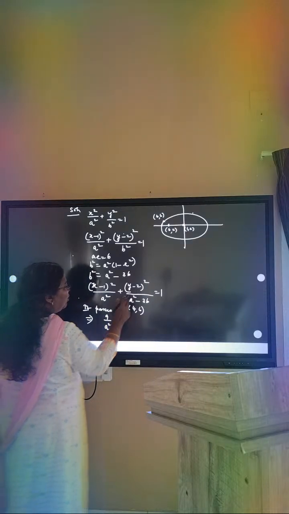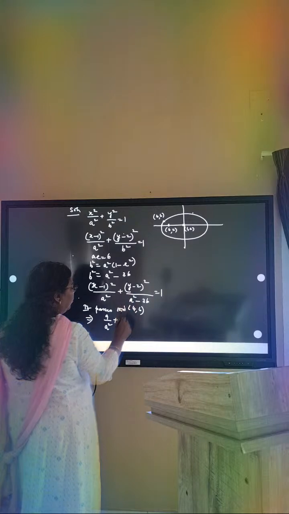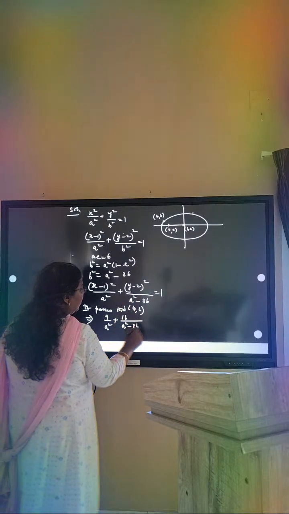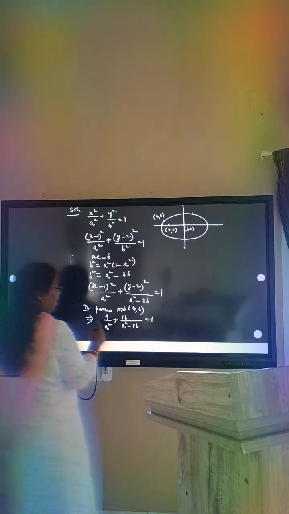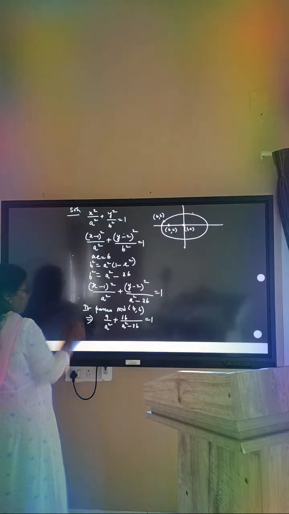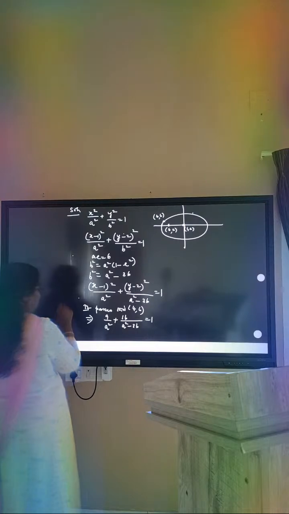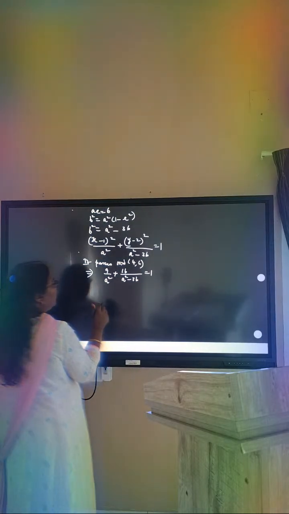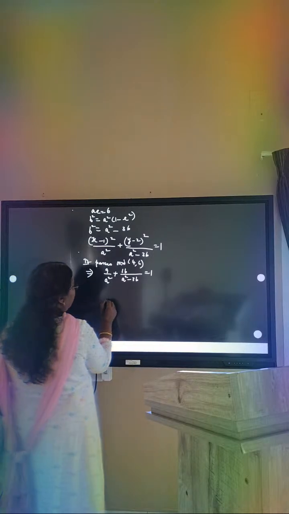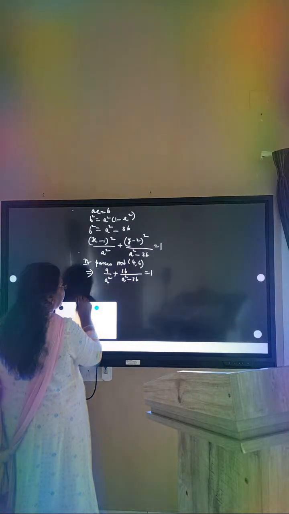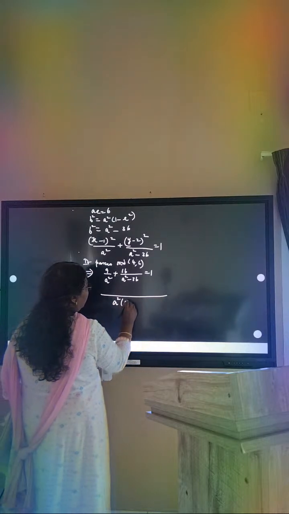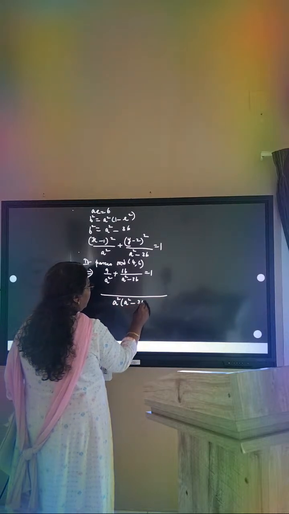Then y minus 2, 6 minus 2, 4 squared is 16, divided by a squared minus 36, and that is equal to 1, okay? Now you can find out what is a from this. For finding a, you have to take the LCM. So when you take the LCM, you will get a squared into a squared minus 36. So this is your LCM.